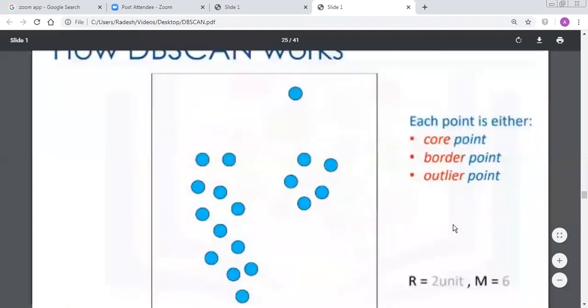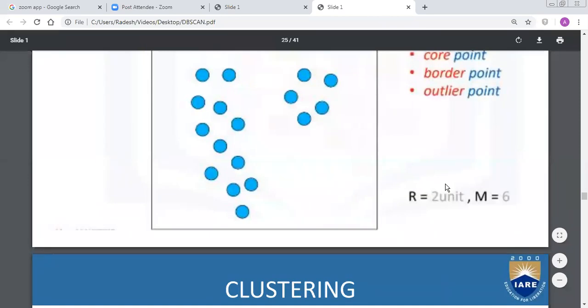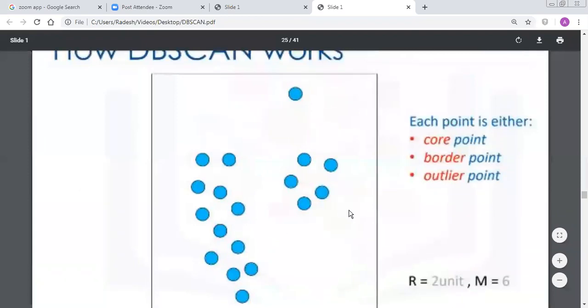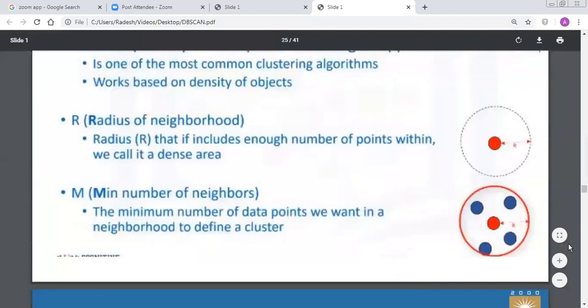So how DBSCAN works: each point is either a core point, a border point, or an outlier. Let's take an example where R, the radius, is 2 units and M, the minimum points, is 6. We are going to apply this example, with R being 2 units and M being 6. R equal to 2 is nothing but the radius, just what we have seen.